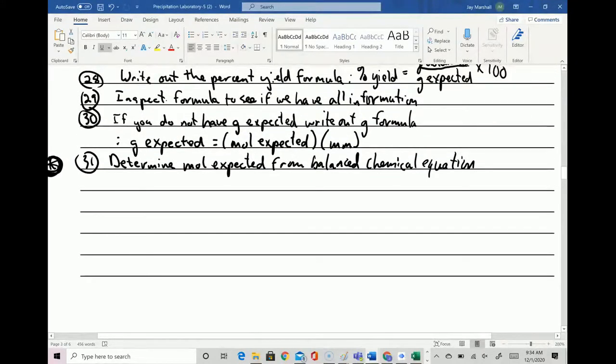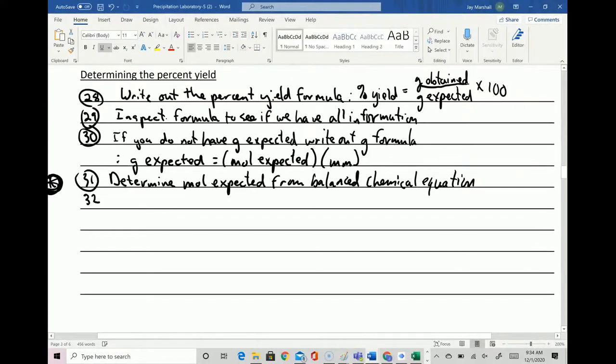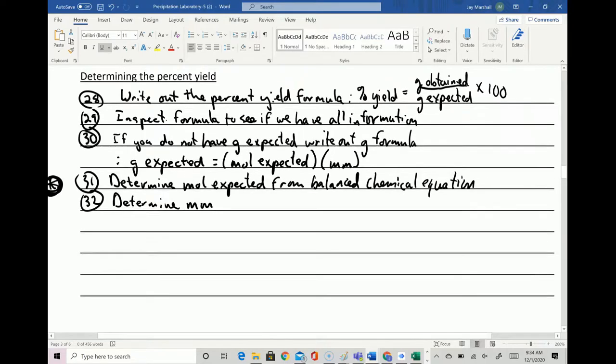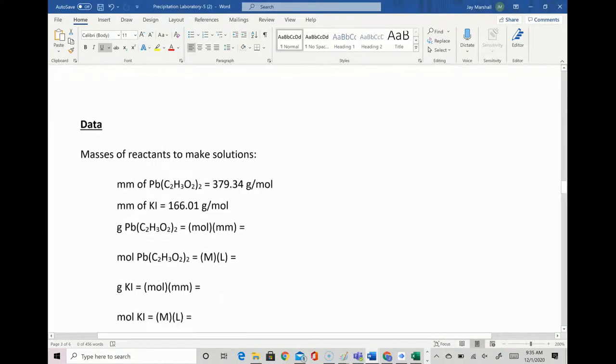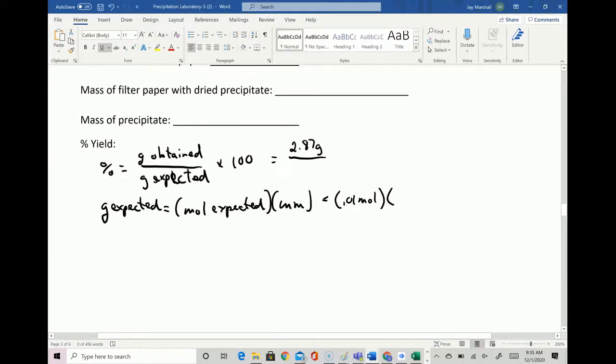So, determine moles expected from balanced chemical equation. Determine molar mass. I'm just going to say determine molar mass in the usual way. So now I'm going to have to write this down. Molar mass of lead iodide, right, because this is our precipitate. I didn't give you this molar mass.